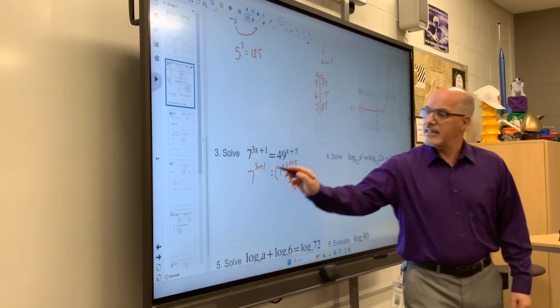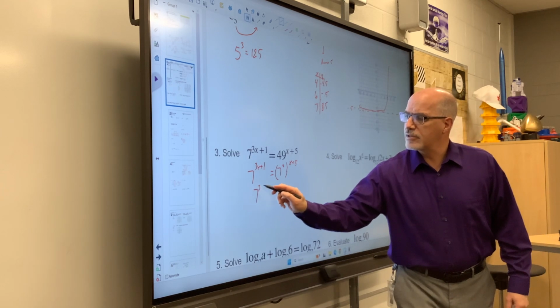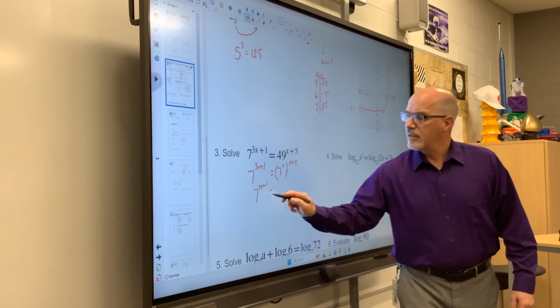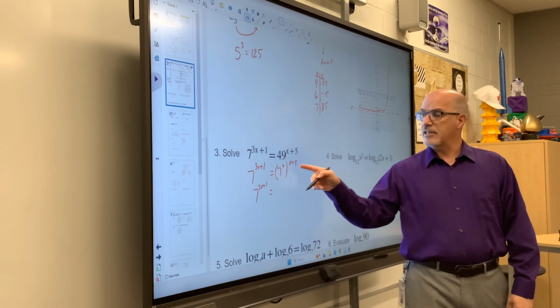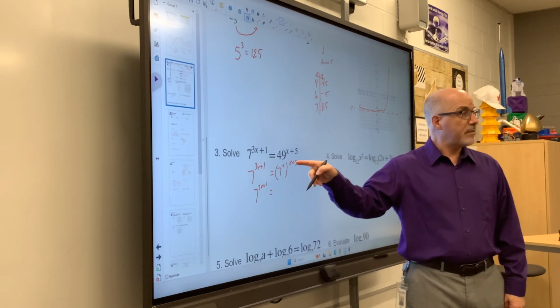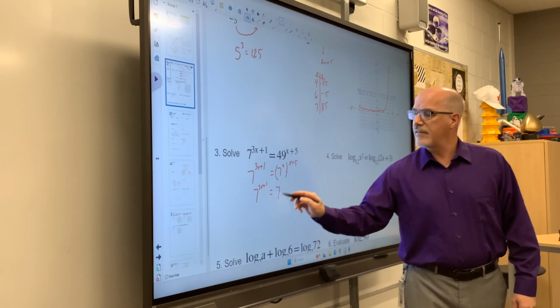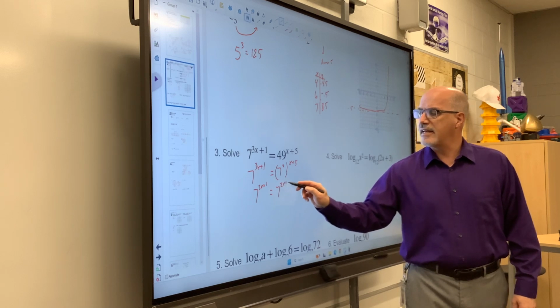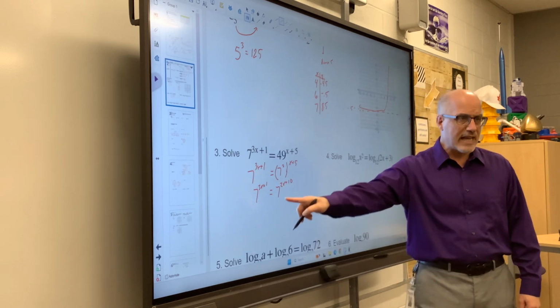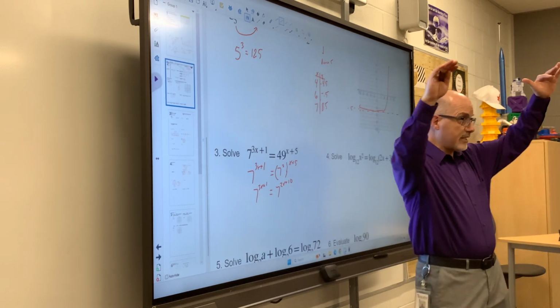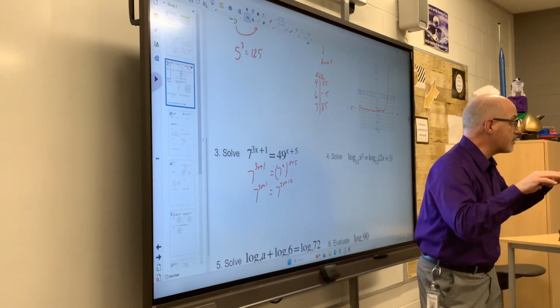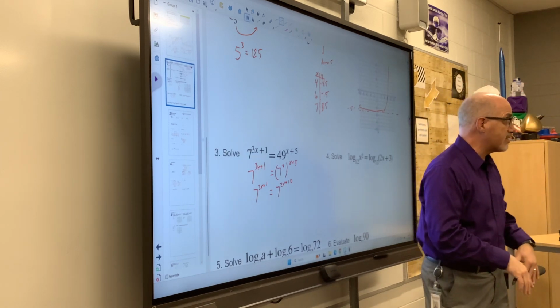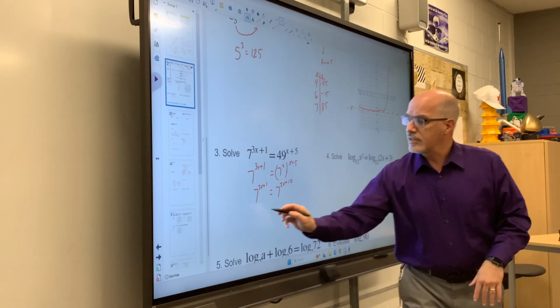Now, when we take this, you have 7 to the 3x plus 1. Remember our rule? If you have an exponent on the outside, you bring it in and multiply. So this is going to be 7 to the 2x plus 10. Now, same base with exponents, set the exponents equal. You can drop the bases off. That's the technique for it.